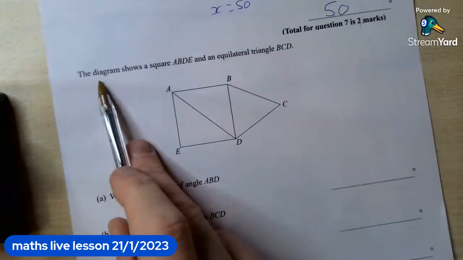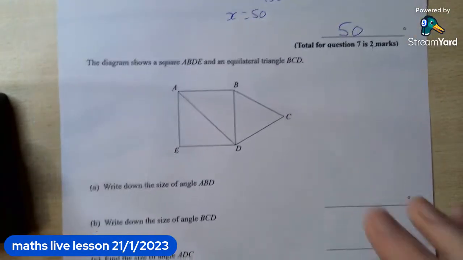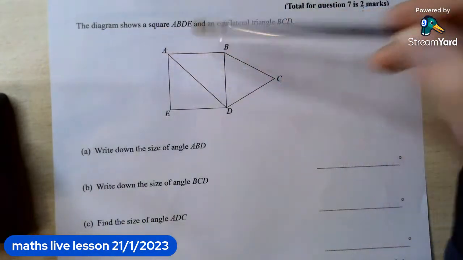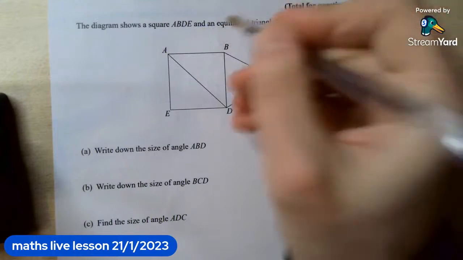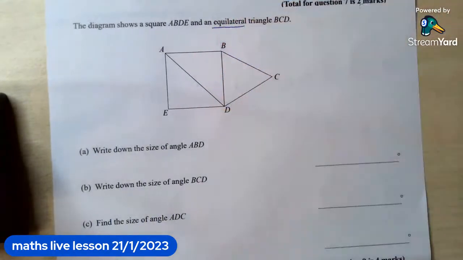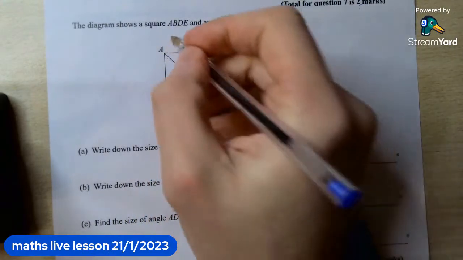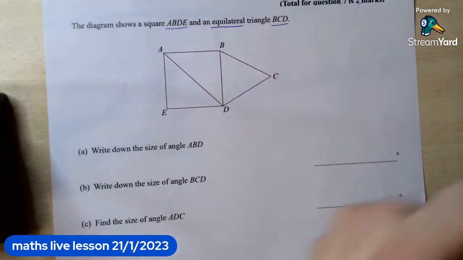Right, next one. So, I'll make the camera a bit... actually, it's all right. I'll move the questions down as we go. The diagram shows a square, ABCD, and an equilateral triangle. Really careful, big key word there. This is just maths jargon, just random language, okay, they have to say. Don't worry about it too much.